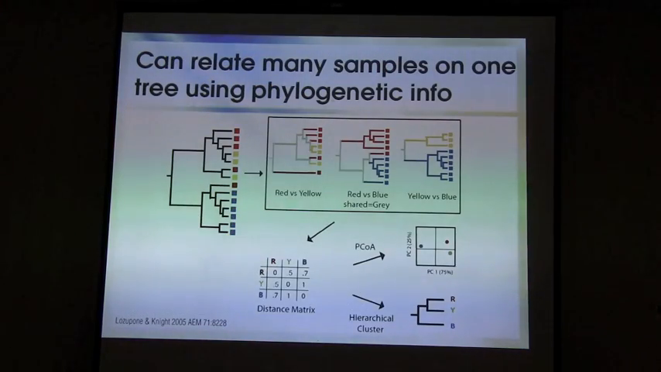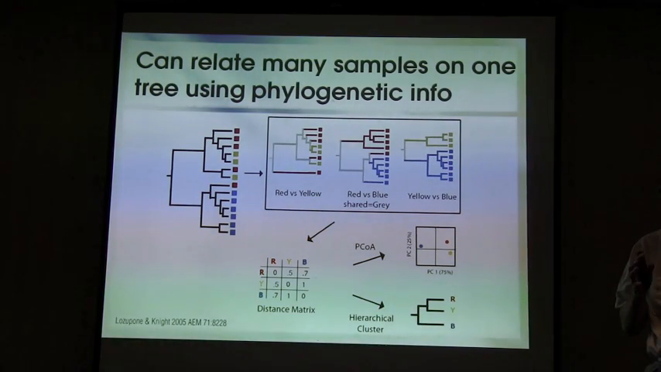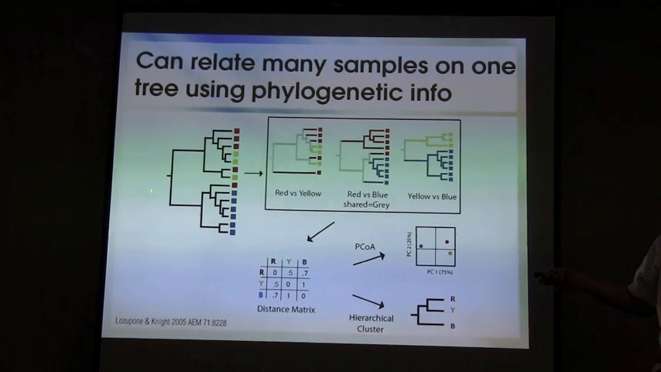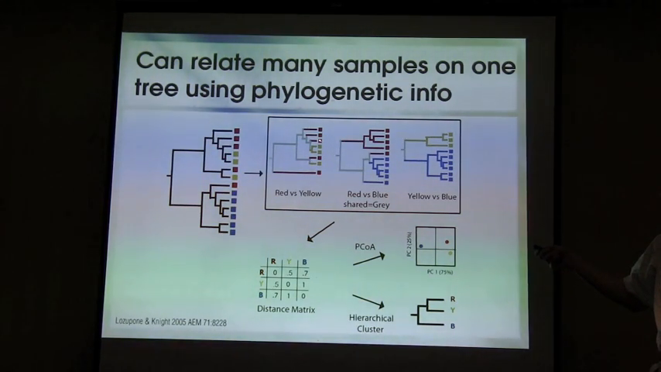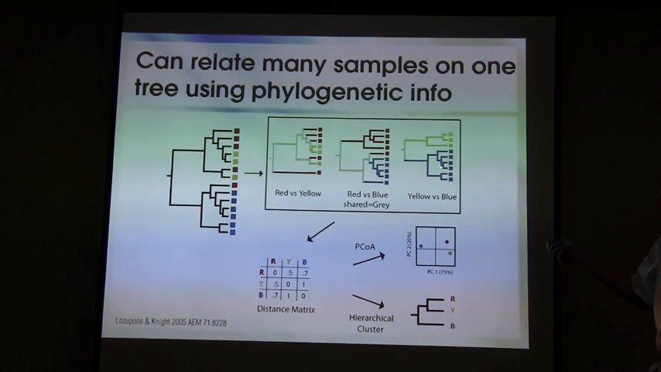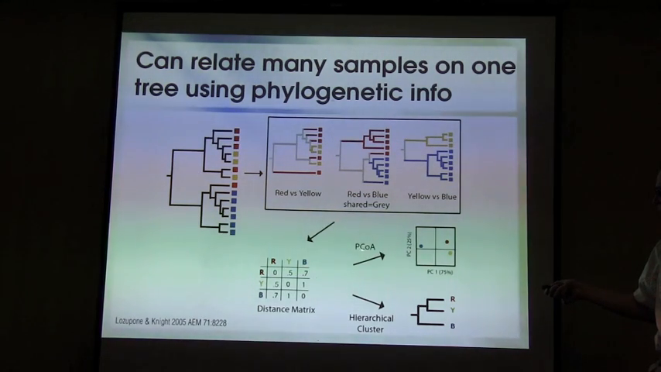And what's great about this is that we can use the universal tree of life as a measuring stick to compare communities from anywhere. So if we take that one tree of life and look at red, yellow, and blue communities, we can compare the red to the yellow community, the red to the blue, and the yellow to the blue, and summarize all those distances in a distance matrix.